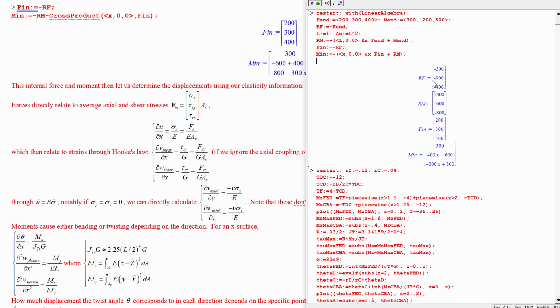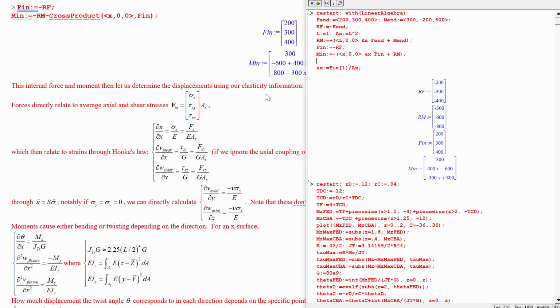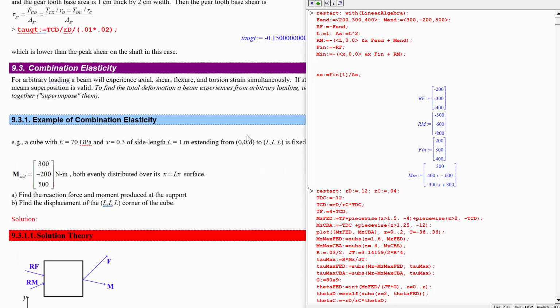So we can now figure out what those stresses are by taking sigma x equal to F internal's first component over AX, which is just dividing by 1. And then we can use that sigma x divided by E. Let's put in the material parameters as well. We said in this example that E was 70 gigapascals, and nu is 0.3.